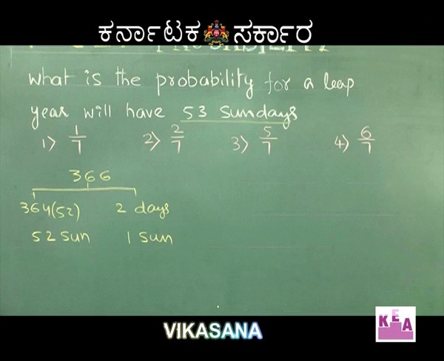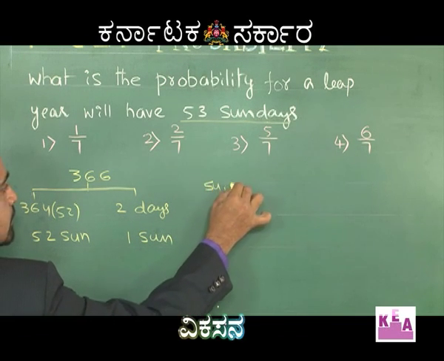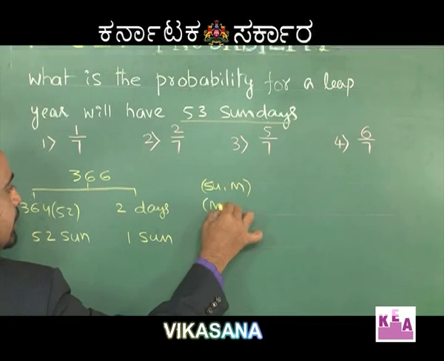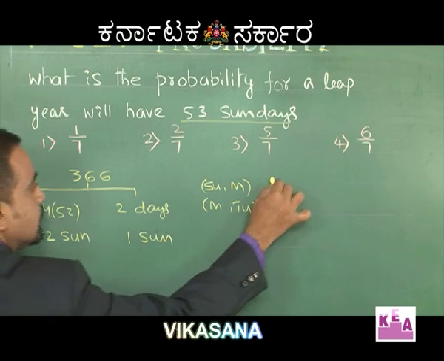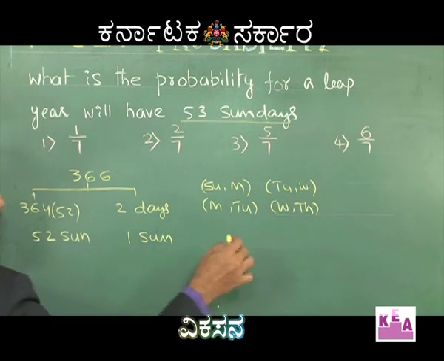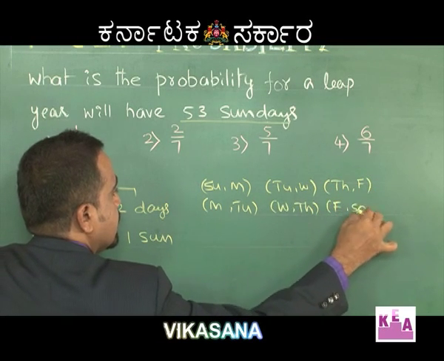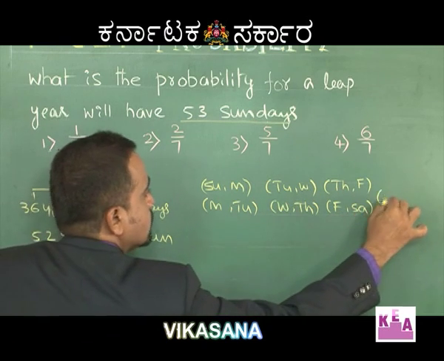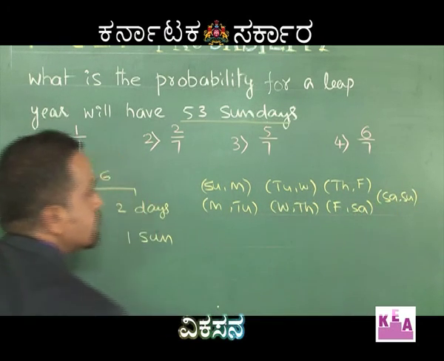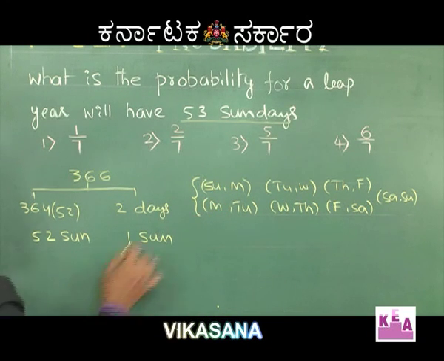Now I will write what are the available two consecutive days. These two consecutive days can be Sunday, Monday; Monday, Tuesday; Tuesday, Wednesday; Wednesday, Thursday; Thursday, Friday; Friday, Saturday; and the last one, Saturday, Sunday. So these are the possible 2 consecutive days. I will take it as the sample space.